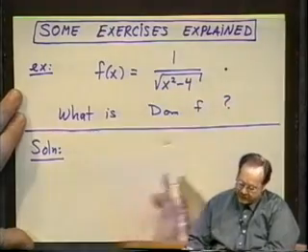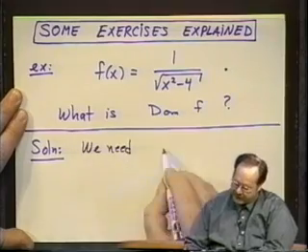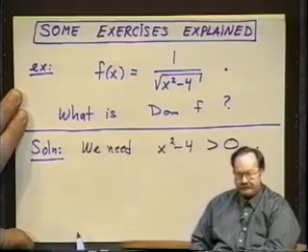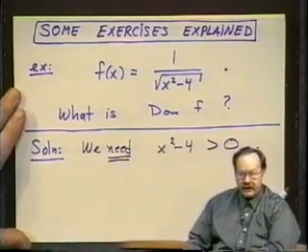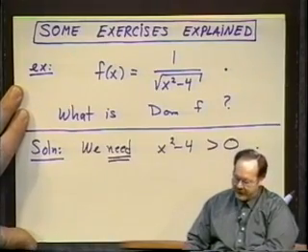So with that in mind, we can start our solution by saying we need x squared minus 4 to be greater than 0. Now that's the way I suggested you do these when we looked at domains earlier. We need x squared minus 4 to be greater than 0. Well, now we follow this through.